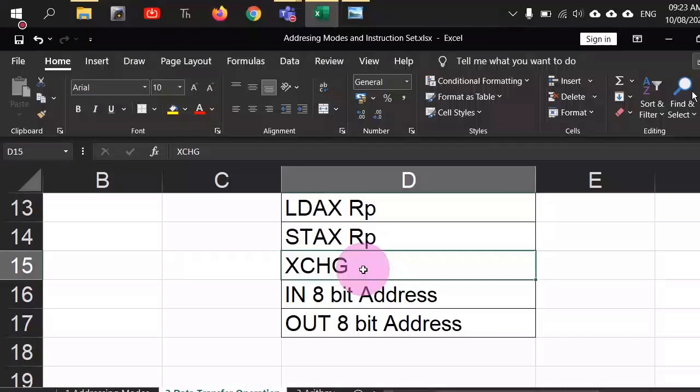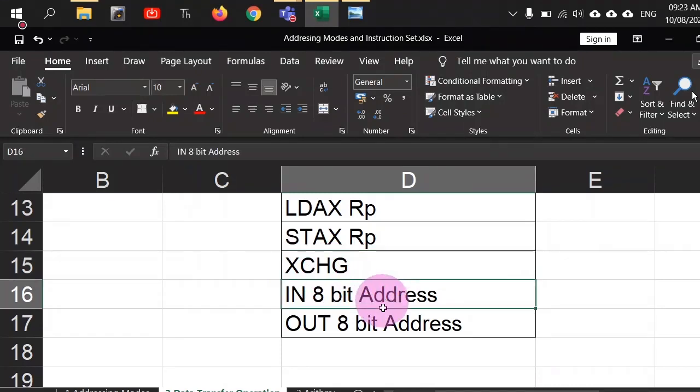Yes, sir. So in bubble sort, one essential step is exchanging the data between two data structures. Once you find that some condition is satisfied, some number is less than or greater than something, then you will be exchanging the data. To facilitate those kinds of operations, you have this XCHG, which will be exchanging the data between the HL register pair and the DE register pair.